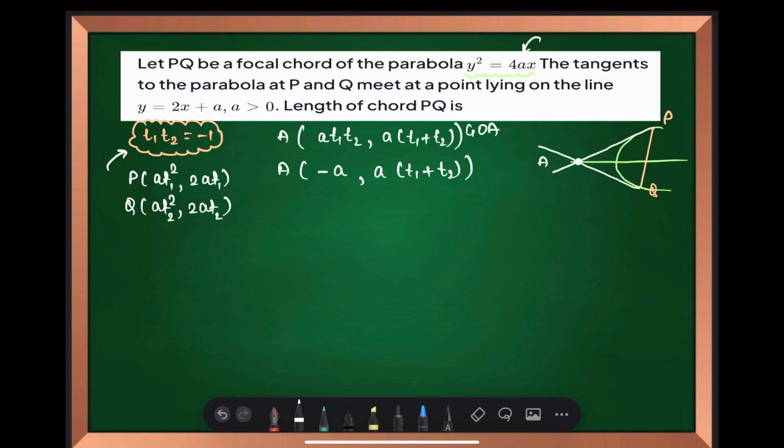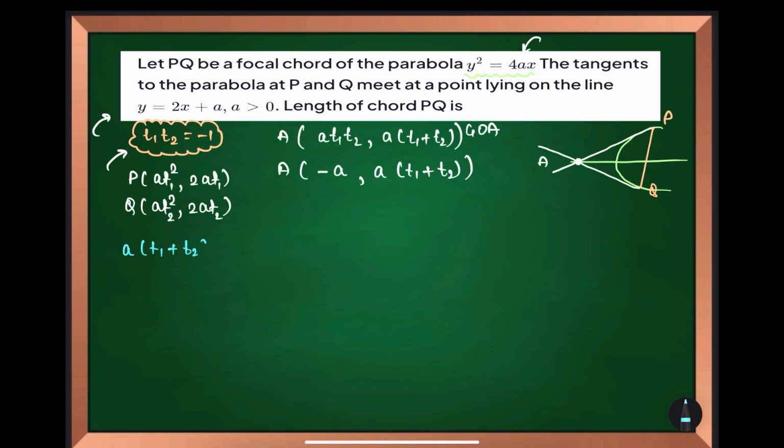Now they have mentioned that the tangents to the parabola at P and Q meet at a point lying on the given line. So this point will satisfy the line. So a times t1 plus t2 is equal to 2a plus that term, so minus 2a plus a will become minus a. So can I say that t1 plus t2 will also be minus 1? So we got product is minus 1 and sum is also minus 1. Comfortable?